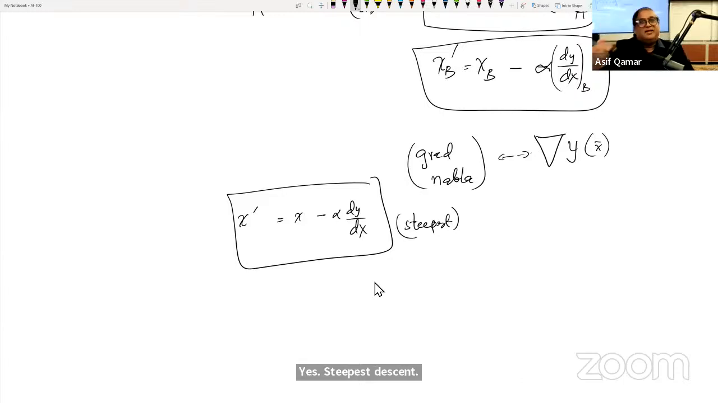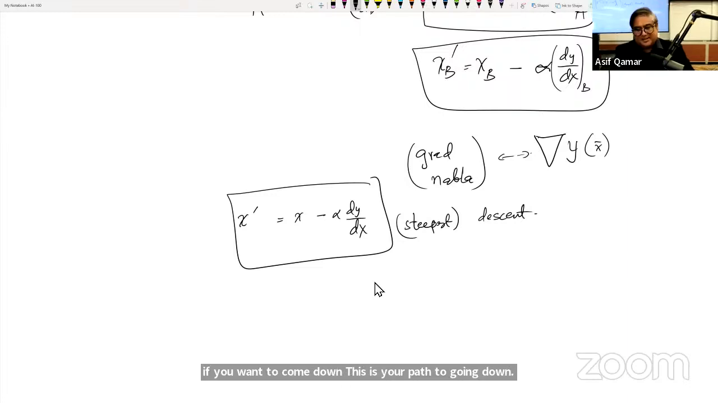Steepest, well, there's only one way down. In this case it doesn't make too much sense in 2 dimensions. But if you want to come down, this is your path to going down. Would you agree? Right? Let's remember this as a fact of life. Now, I'm going to make a statement, which I will prove now.